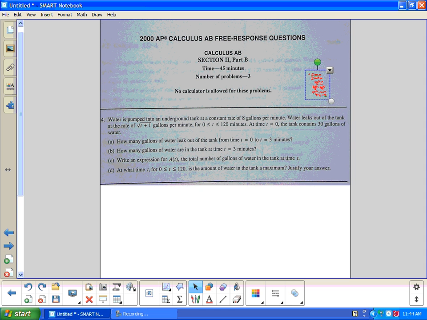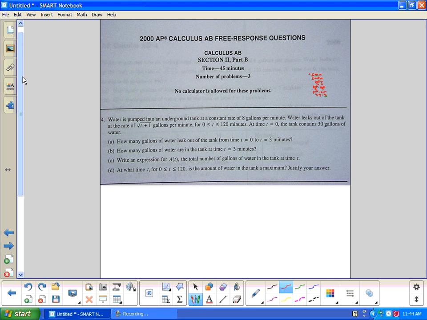That was letter A. How many gallons of water are in the tank at 3 minutes? Okay. This is just a pretty straightforward thing. I think to myself, this is really a case of 3 things. You have the water that was in the tank at 0, the water that's pumped in, and the water that has leaked out. And you actually know all these, if you think about it. Because at time 0, you know that there's 30 gallons in the tank.